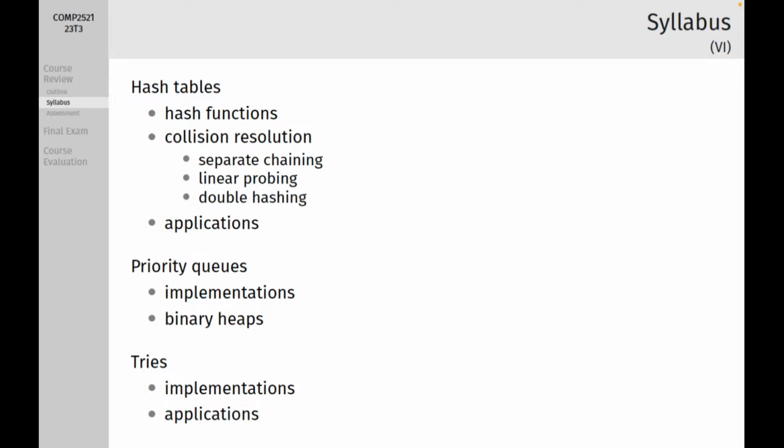Okay, then we went on and looked at priority queues. Remember, a priority queue is an abstract data type where you can insert an item with a particular priority and then delete the item with the highest priority, right? And we implemented priority queues in various ways. In particular, we implemented them using an unordered array, right?